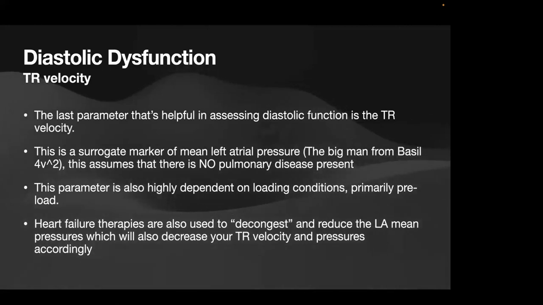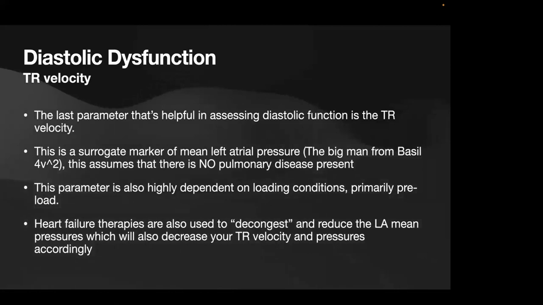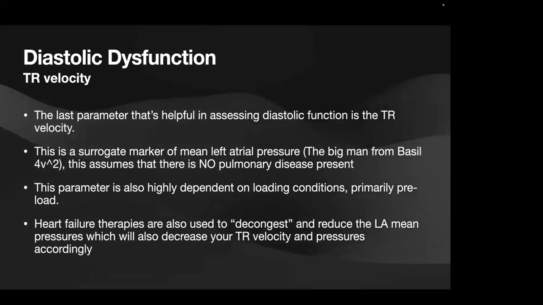This parameter, though, like we all know, TR velocities and TR pressure, right ventricular systolic pressures, are very load dependent. All right, they're very dependent on the loading conditions of the right ventricle, the volume status of the patient, and in fact, we decongest a lot of these patients. We give them diuretics to reduce their end diastolic pressures, and in so doing, we are affecting both the TR velocities and TR pressures indirectly. So think about it as another layer of telling you that there's elevated mean left atrial pressures, but it is absolutely not one of those things where if you don't have the high TR velocities, that they don't have diastolic dysfunction.